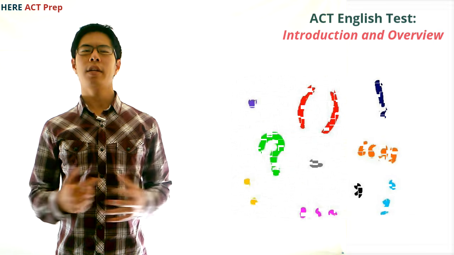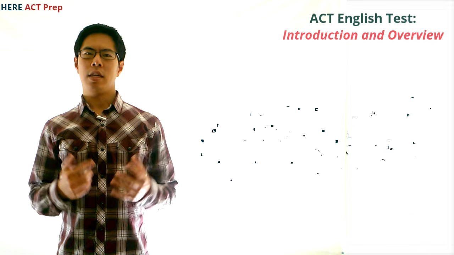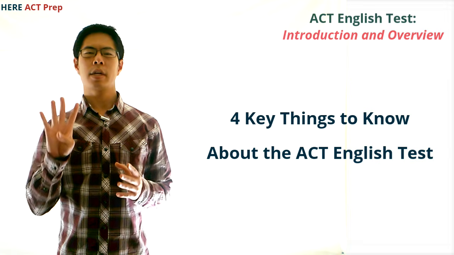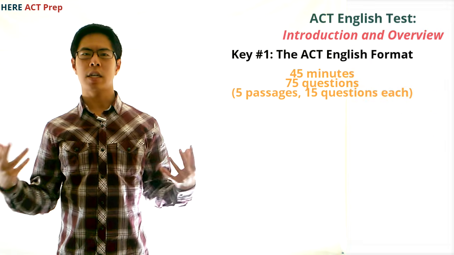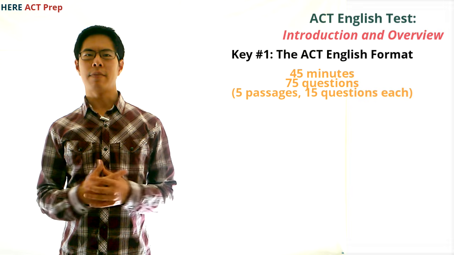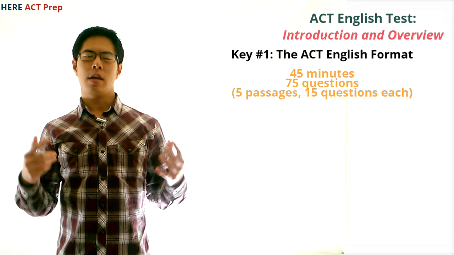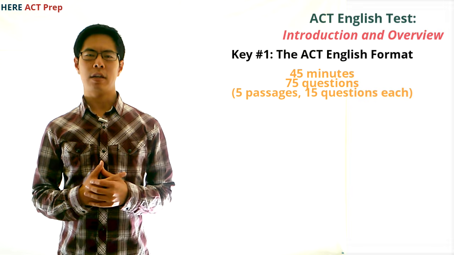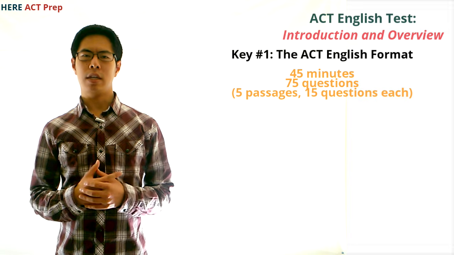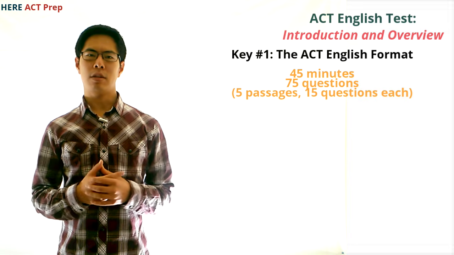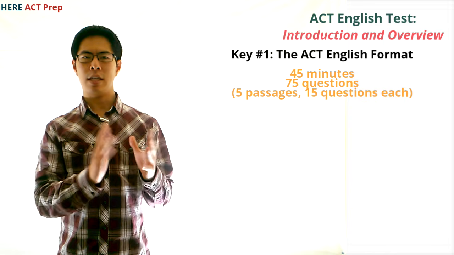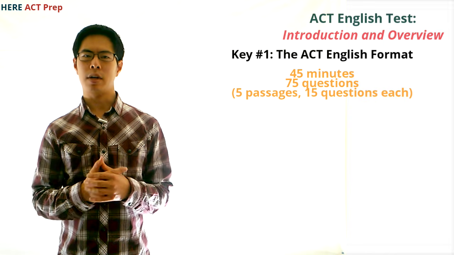So, what do you need to know about the ACT English test? In this video, we're going to cover 4 key things you should know about the ACT English test. First, it's the first section of the ACT. It's 45 minutes long and has 75 questions. There are 5 passages with 15 questions each, and there's no significant difference between the 5 passages, other than that they're different passages. The passages don't have any particular emphases on a theme or a grammatical concept or anything.